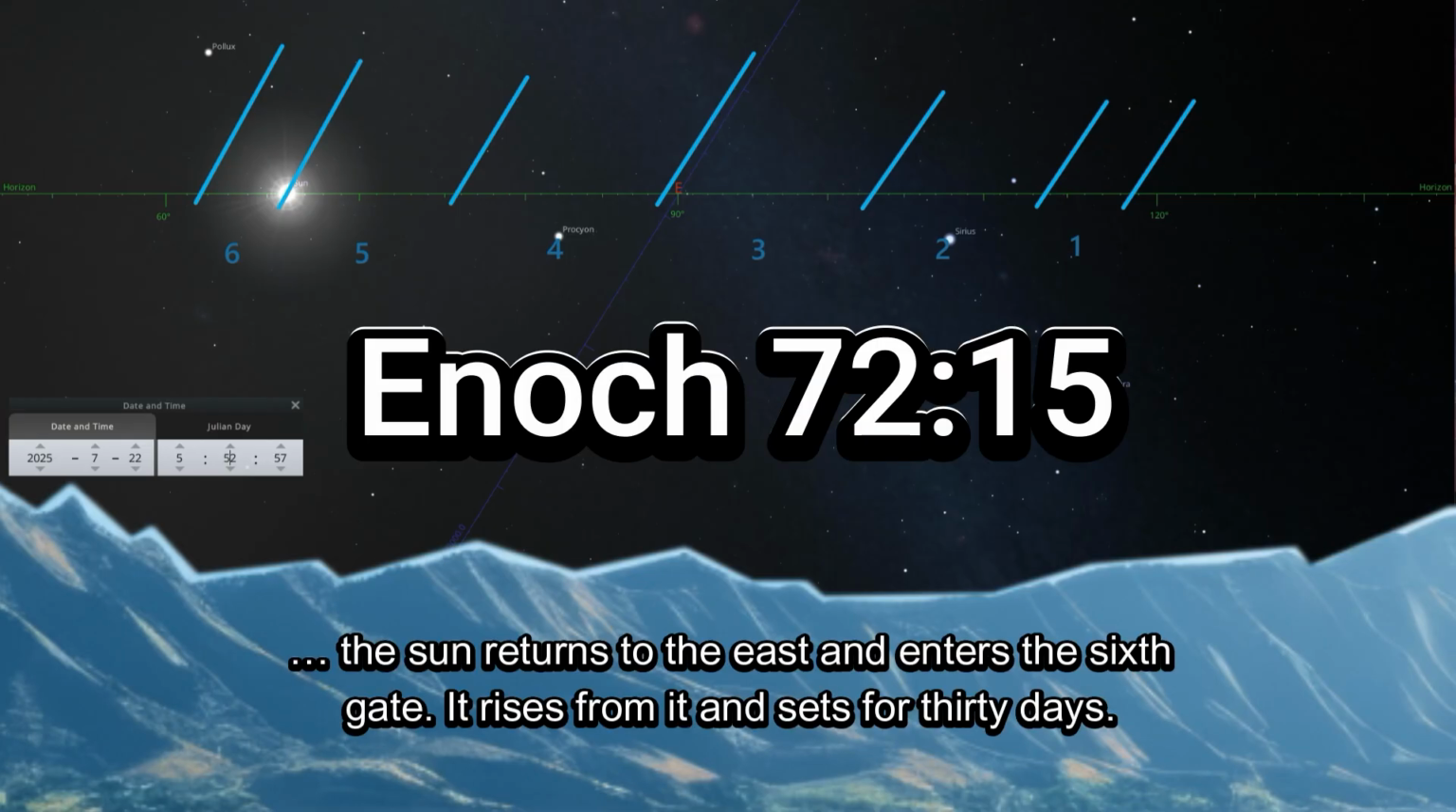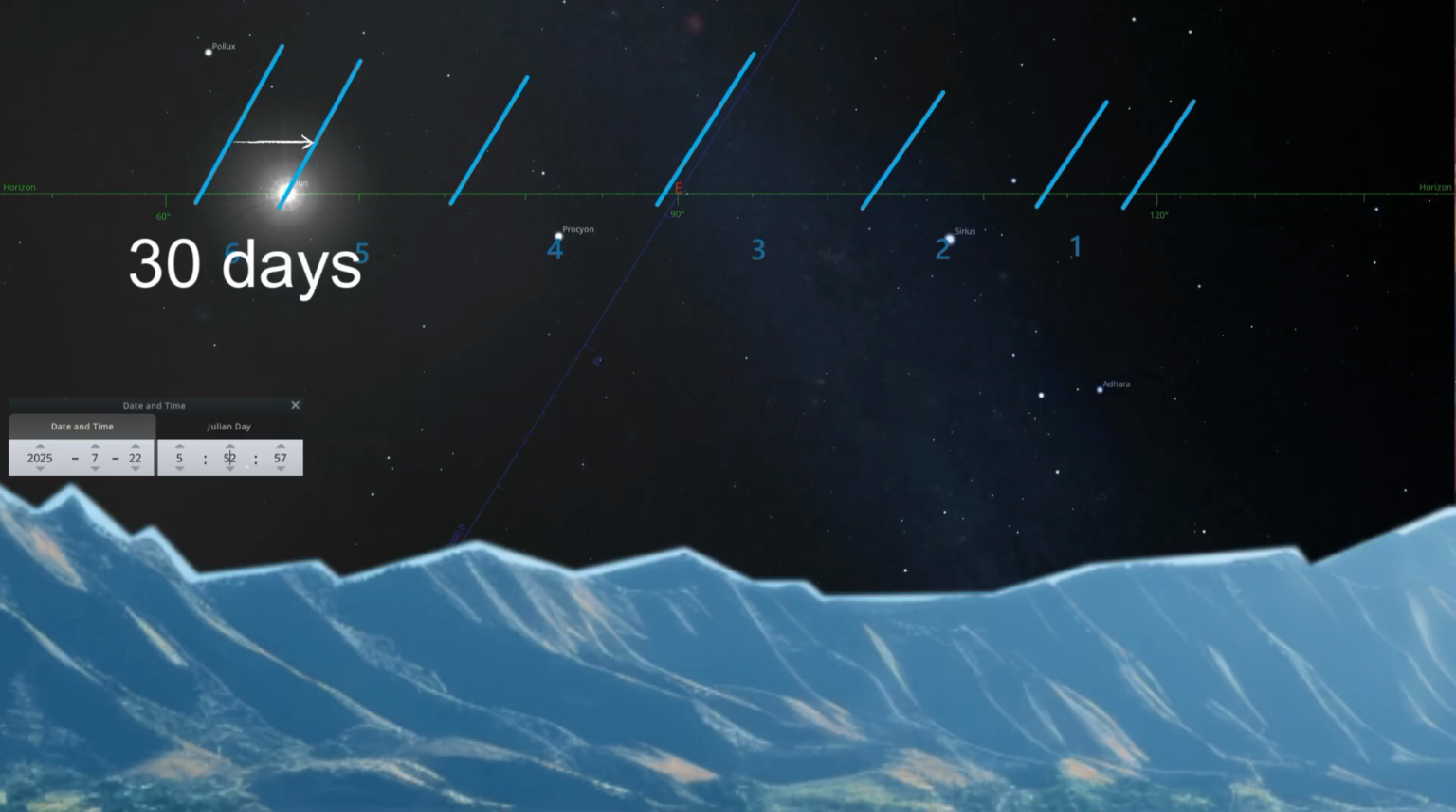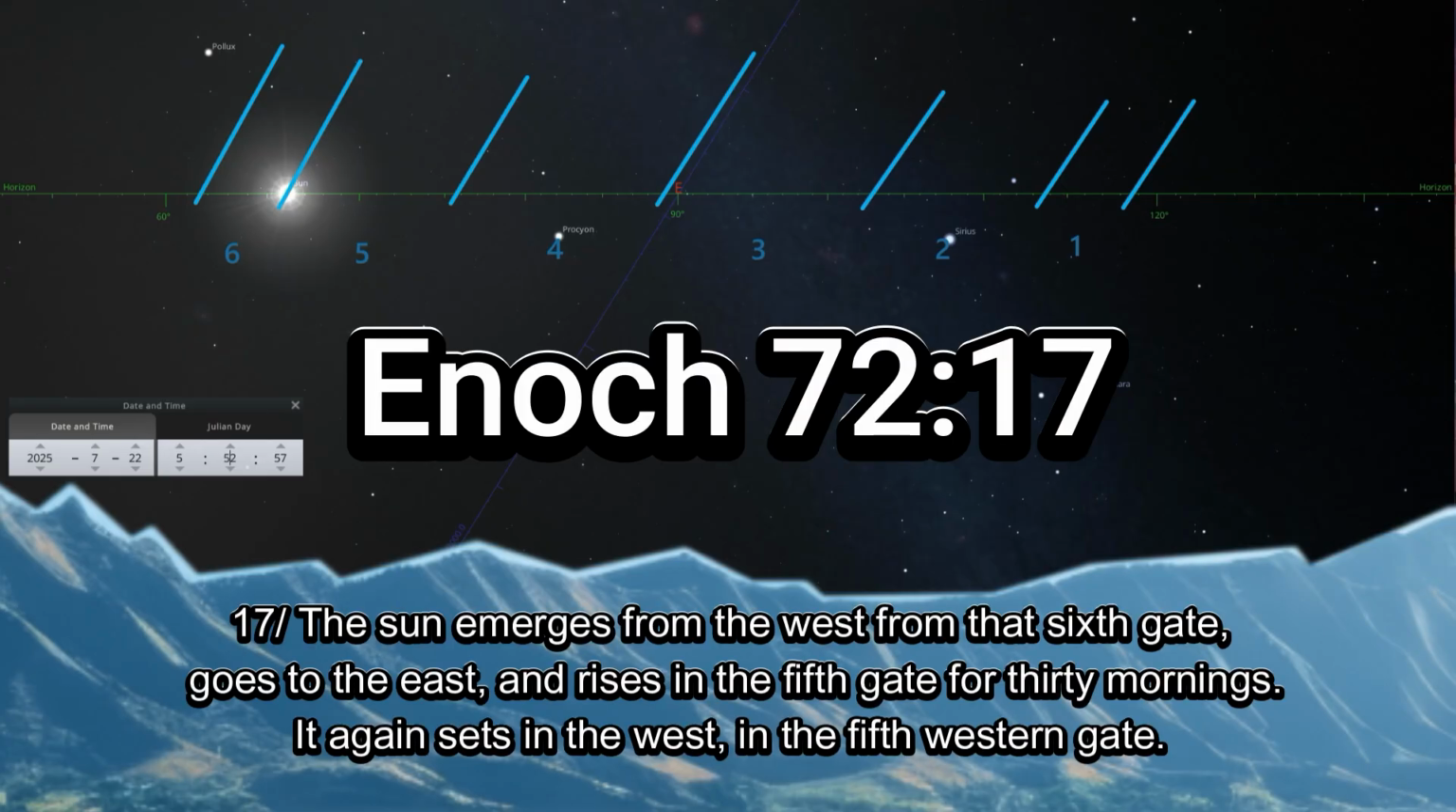Enoch 72:15. The sun returns to the east and enters the 6th gate. It rises from it and sets for 30 days. Month 3, the sun is 31 days through gate 6, and month 4, it's 30 days, making its way out of gate 6 in the other direction. Enoch 72:17. The sun emerges from the west from that 6th gate, goes to the east, and rises in the 5th gate for 30 mornings.